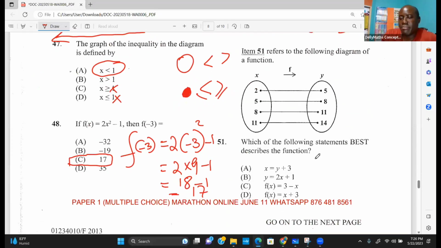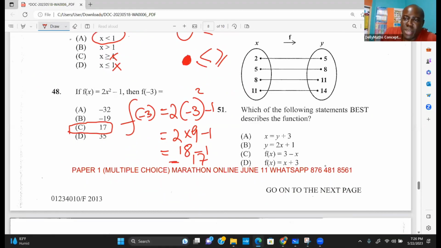Guys, you know that you can apply the pattern and work this one out. I'm just saying, look, they're adding 3. Adding 3. Adding 3. You could use the pattern and do it. So it's D, f of x equals x plus 3. Yep.